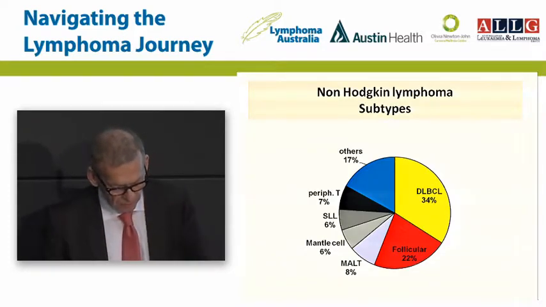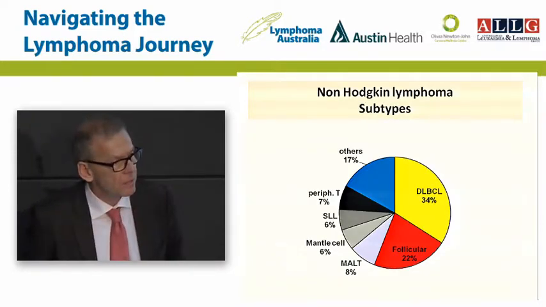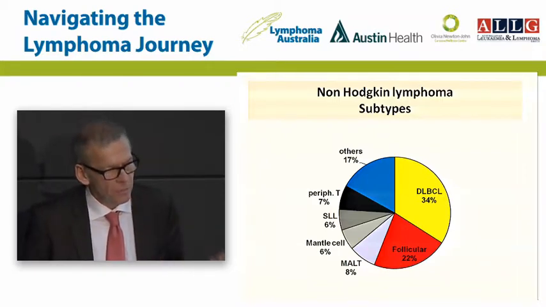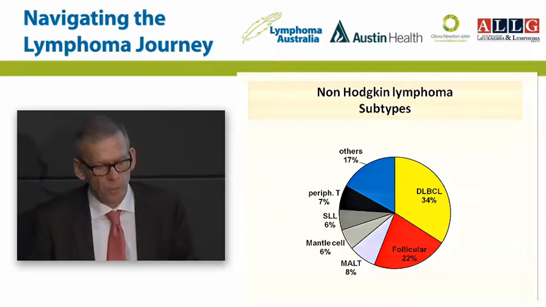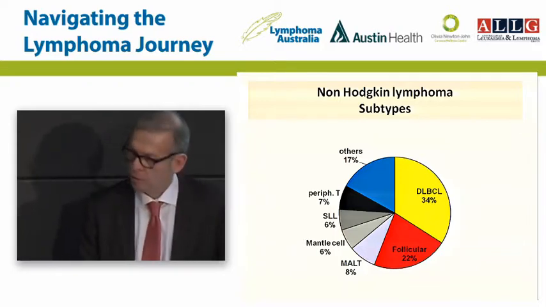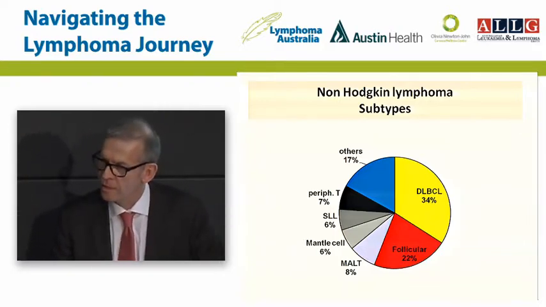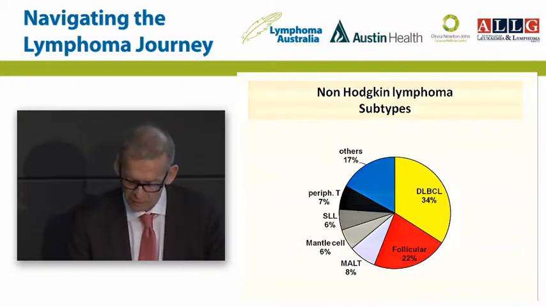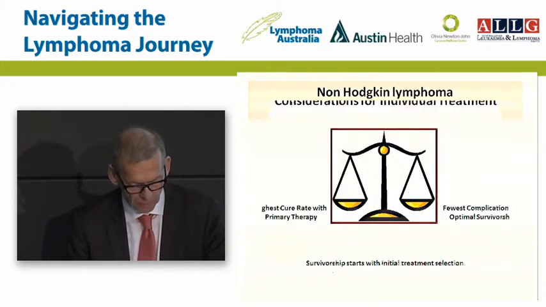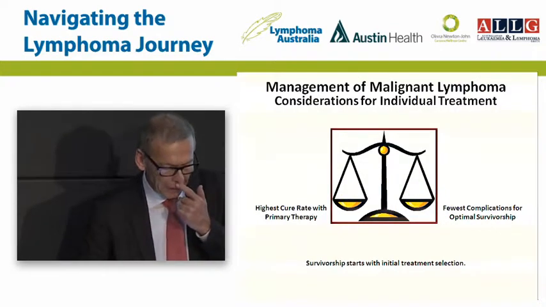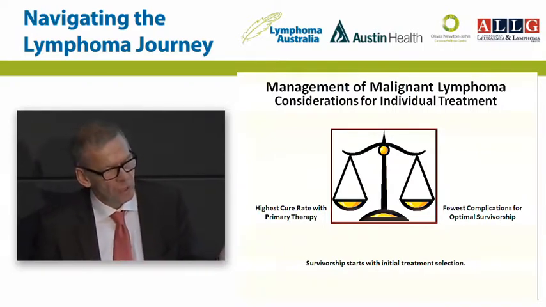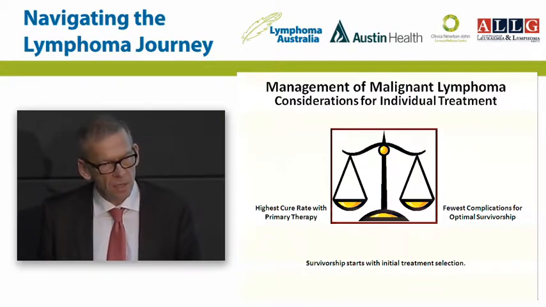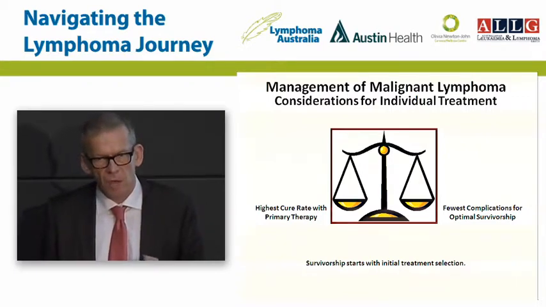And this is showing you the subtypes. The yellow one is aggressive lymphoma, diffuse large B-cell lymphoma. This is going to be my first topic, and the red one is follicular lymphoma. This is going to be my second topic, and then, as I said, later on it's Hodgkin's in the breakout session.